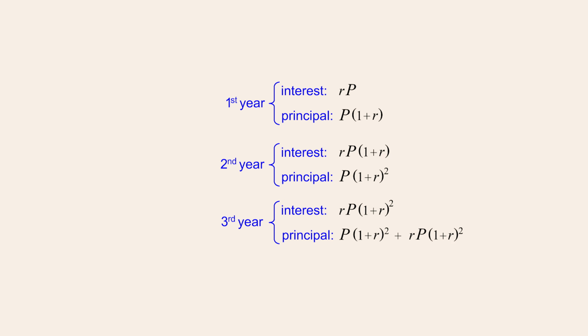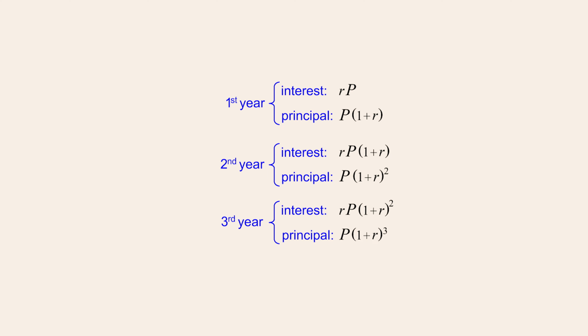We can then simplify this expression by factoring out the two copies of 1 plus R squared and the two copies of P, and then write 1 plus R squared times 1 plus R as 1 plus R cubed.